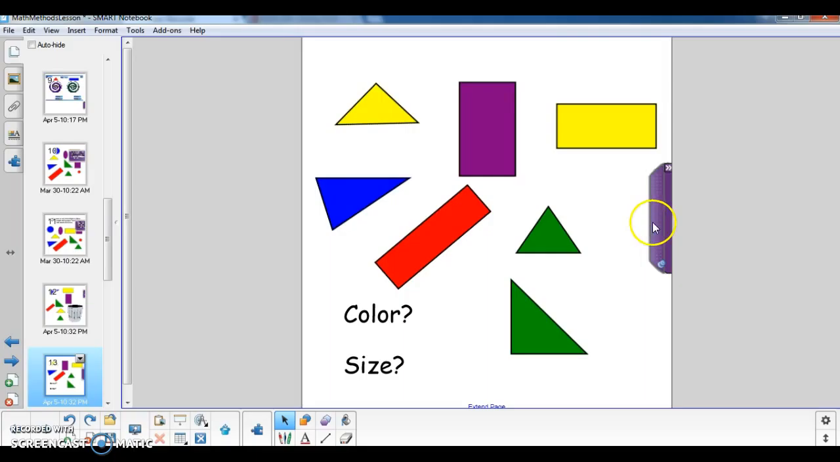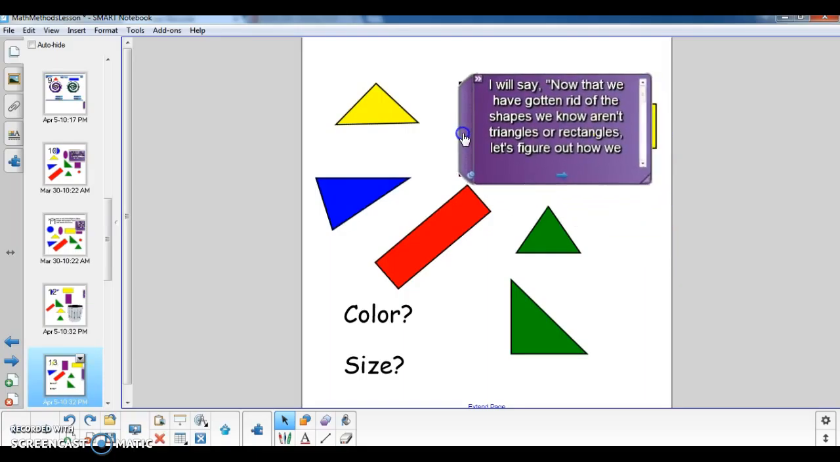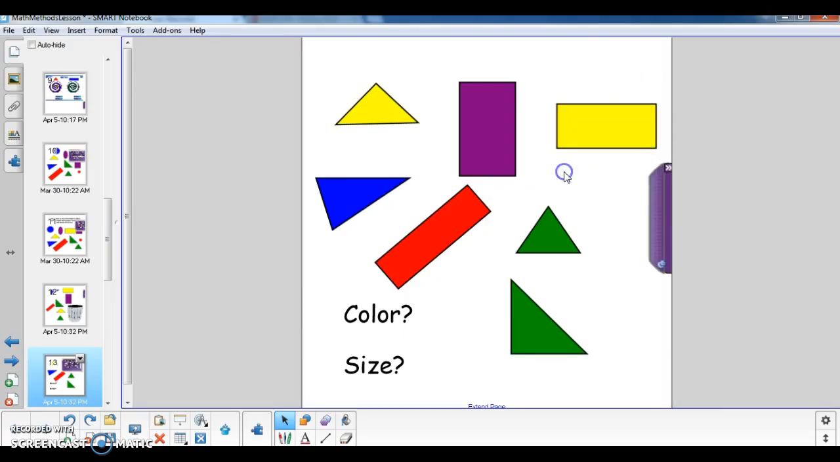Then we have these left, and then I would ask the students, let's figure out how we can sort these. Can we sort them by color to show a group of triangles and a group of rectangles? No, because the color doesn't matter. And then what about size? And then they should say, no, that doesn't matter. And then I say, so how can we sort them? And the student should say, by their shape.